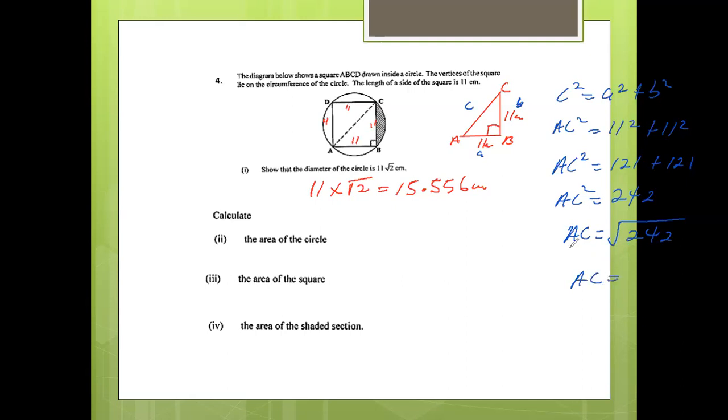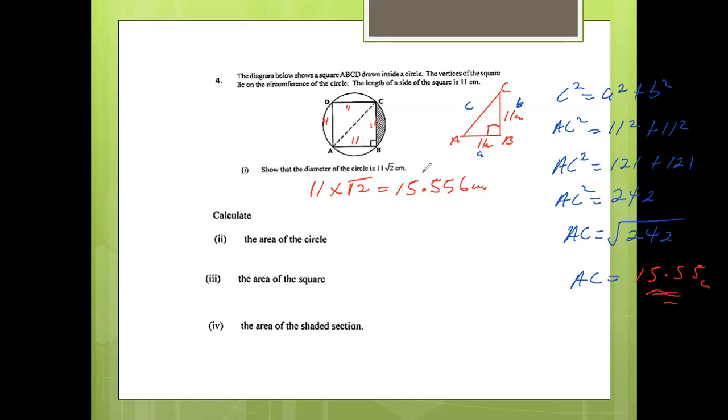Can somebody work it out and see? We're supposed to get something similar to 15 point something. What's the square root of 242? 15.55. 15 point. So you see, we are getting something similar, 15.554. So basically it's the same thing. Everybody see that?